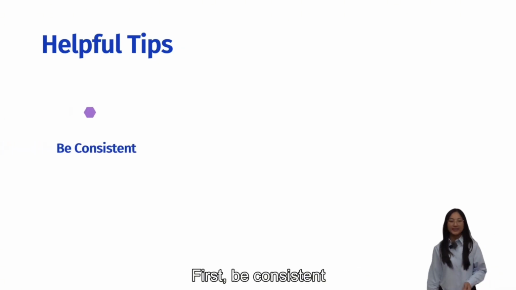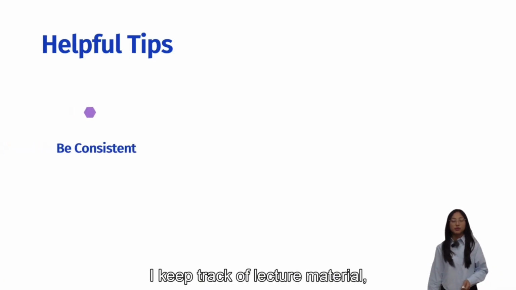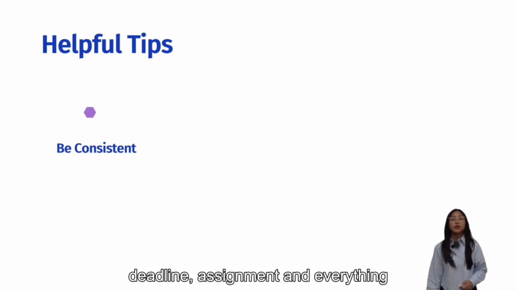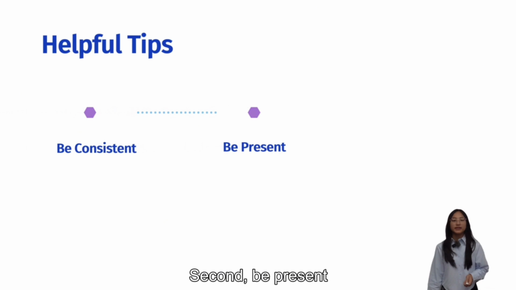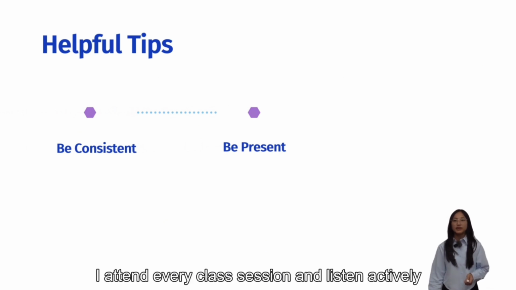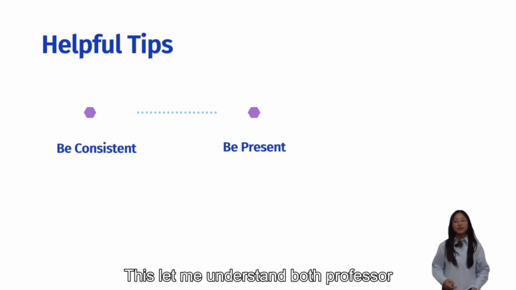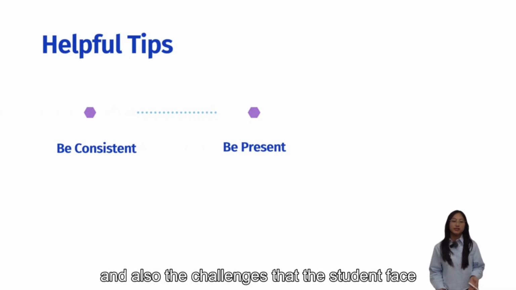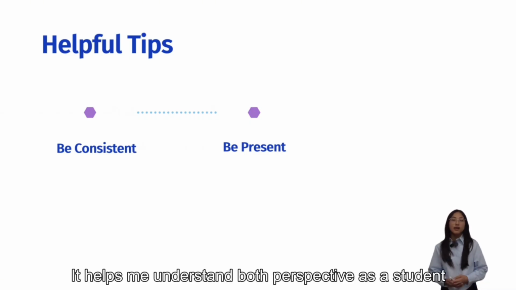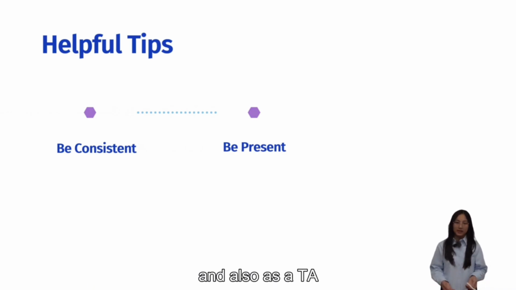First, be consistent. I keep track of lecture material, deadlines, assignments, and everything, and also make sure that everything is clear in the announcement. Second, be present. I attend every class session and listen actively. This lets me understand both the professor's teaching style and also the challenges that the students face. It helped me understand both perspectives as a student and also as a TA.